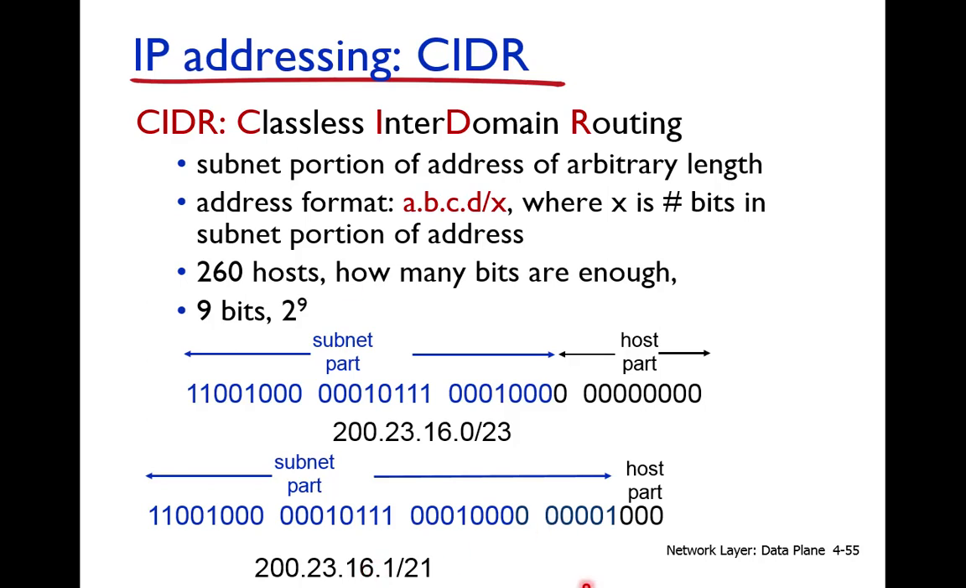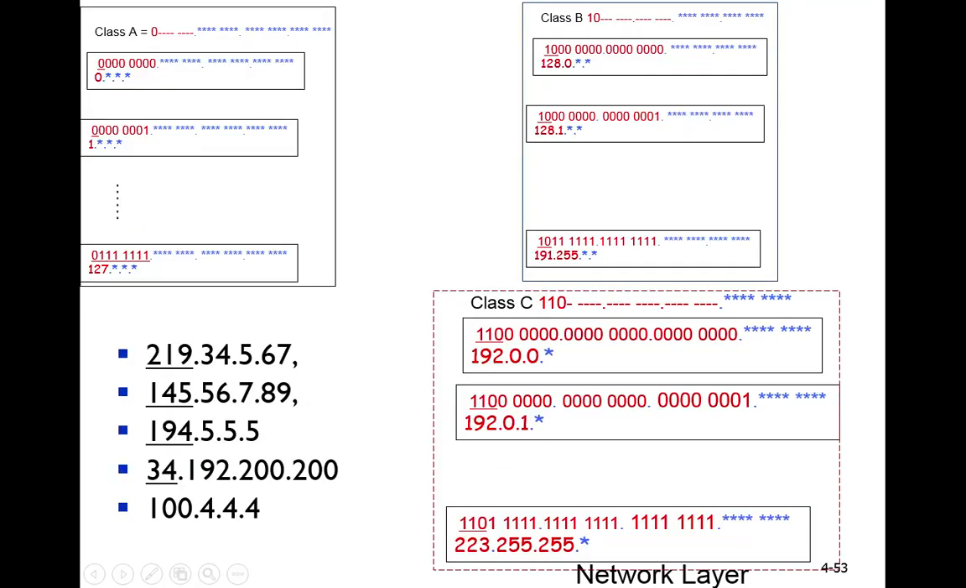Okay, so the CIDR. As we know, in class A addresses, from the first byte value we can identify whether it is class A, class B, or class C.